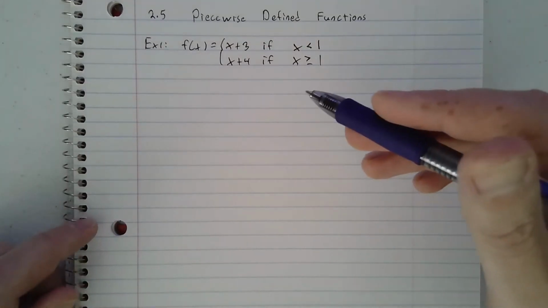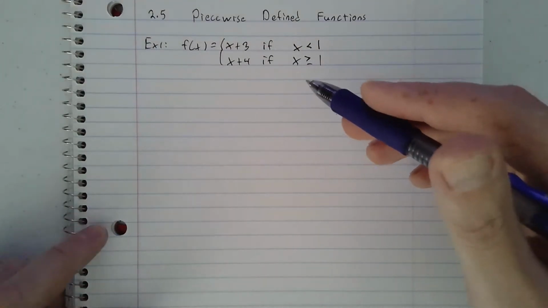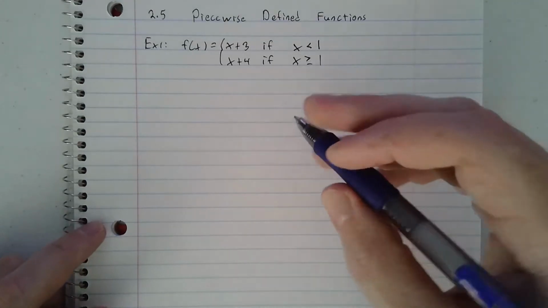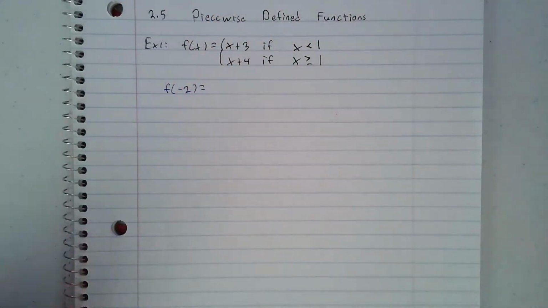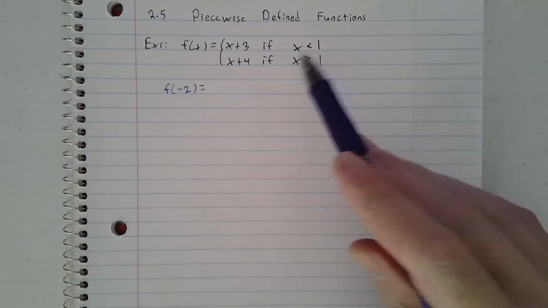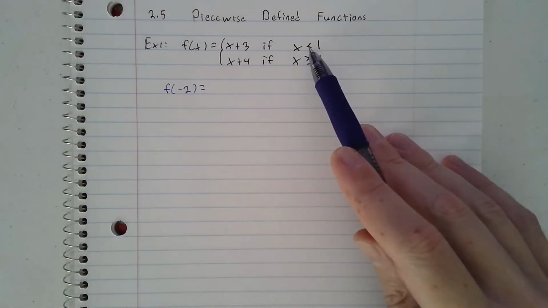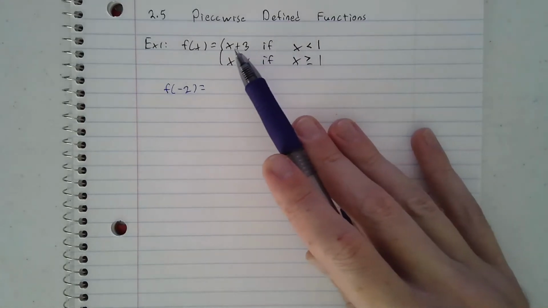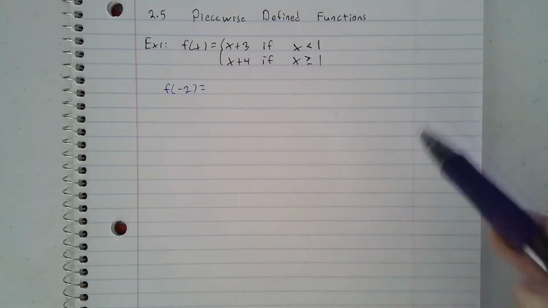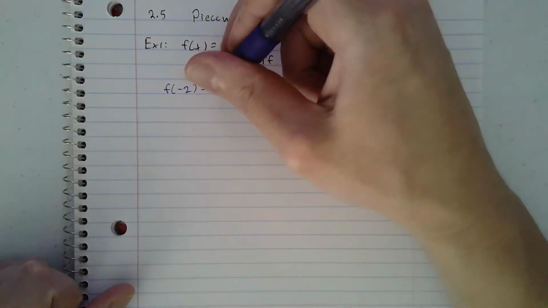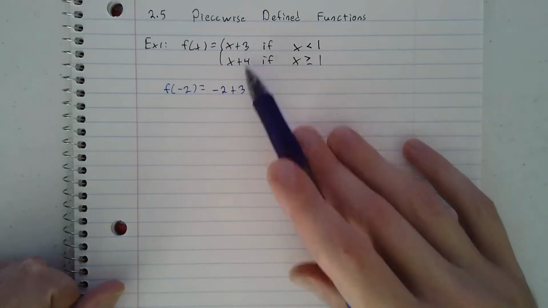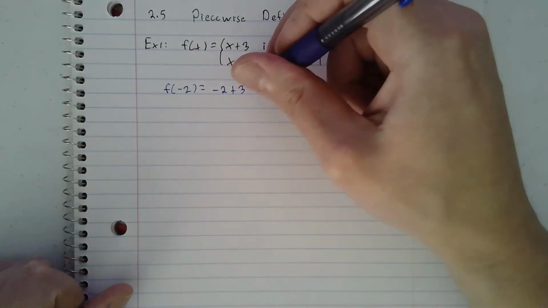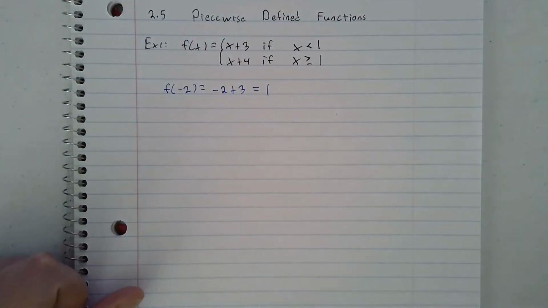So we can graph this by finding some points. Let's say we plug in -2. Now -2 is less than 1, so we would be using this part of the function where it says x plus 3. So for x we put -2 and then we just add the 3 to that, and we get 1.